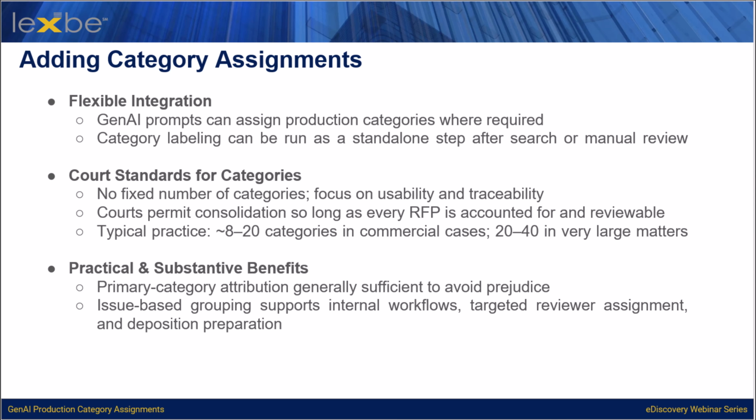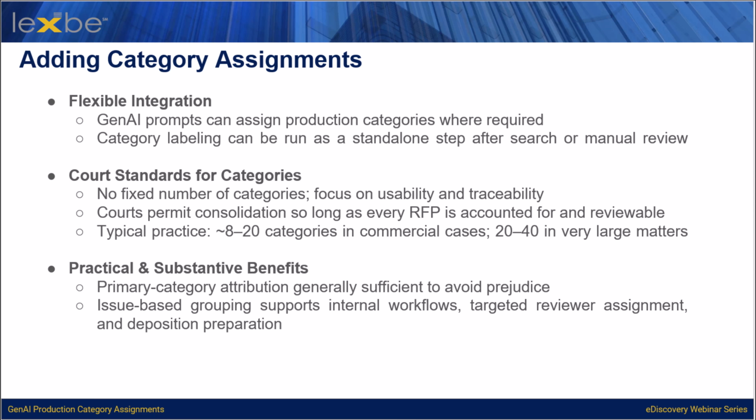Courts evaluate whether the categories are substantively coherent, whether all requests for productions map to at least one category, and whether the structure avoids both over-aggregation, which looks like a document dump, or over-fragmentation, which looks formalistic and burdensome. As a practical norm, litigants might use roughly 8 to 20 categories in commercial cases generally for issue attribution, and up to 20 to 40 in very large multi-issue or multi-location or custodian matters.